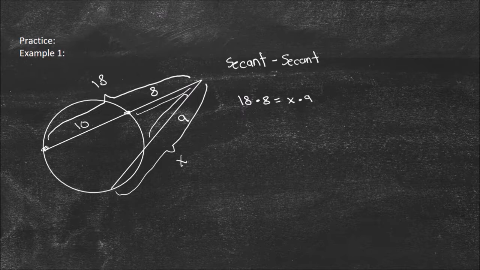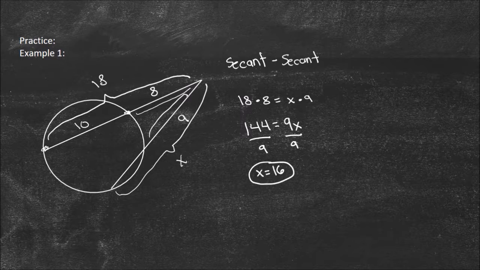Now I'm going to simplify. Got to do 18 times 8. Let me get my calculator out here. All right, 18 times 8, I get 144. So 144 equals, and I'm going to rewrite this as 9x instead of x9. Makes it a little simpler. Divide both sides by 9, and we get x equals 144 divided by 9, which is 16. So x is 16.